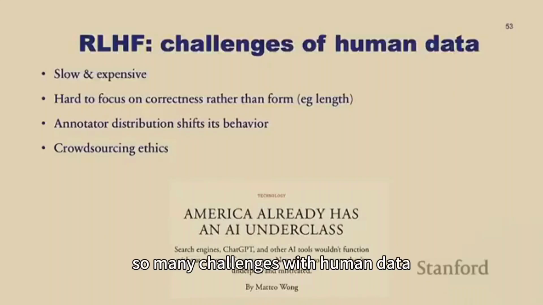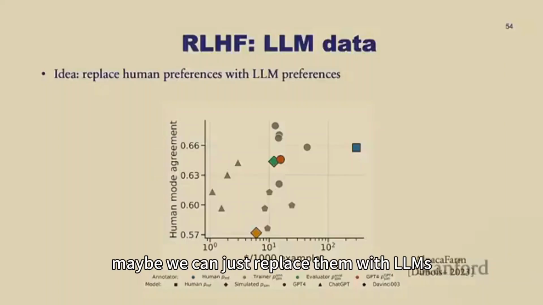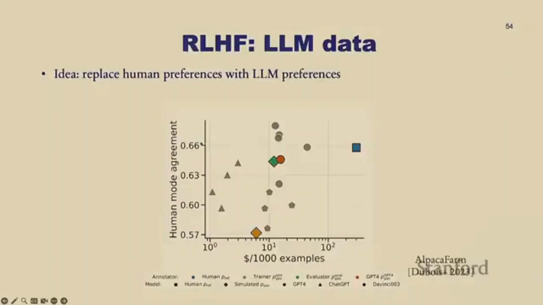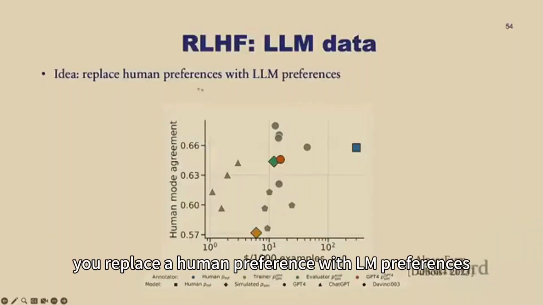So many challenges with human data. What we did also last year, again the same thing as Alpaca, was the idea that, well, there are challenges with humans, maybe we can just replace them with LLMs. So what we did is simply replace human preferences with LLM preferences.